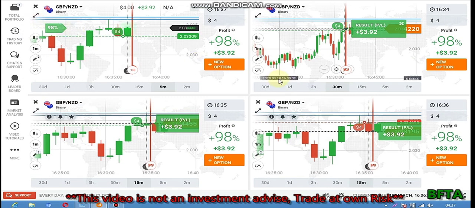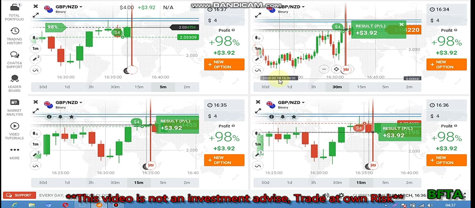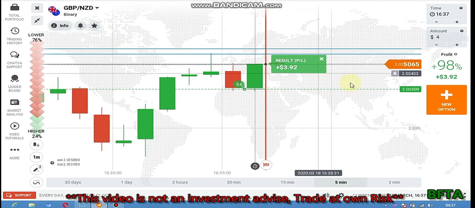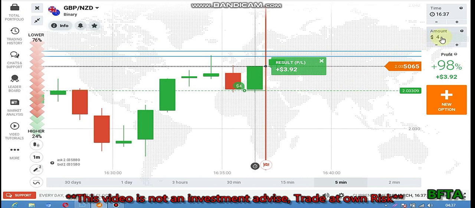Okay, you can see all my four trades are high TM. Okay, I didn't observe that I'm using $4. You can see my profit is low.